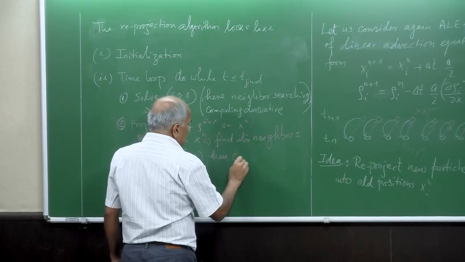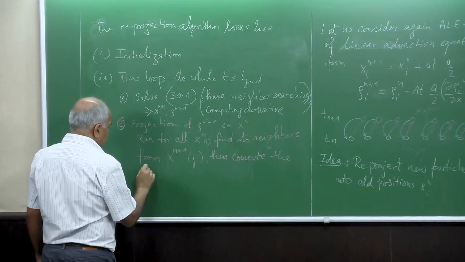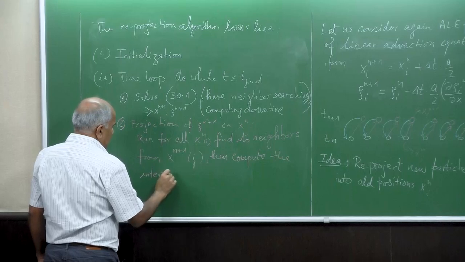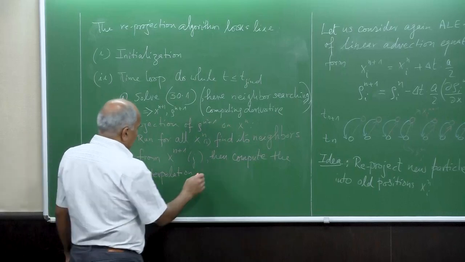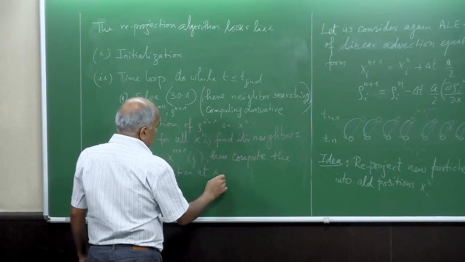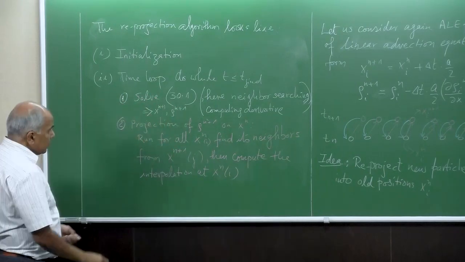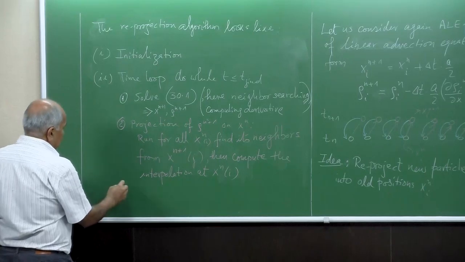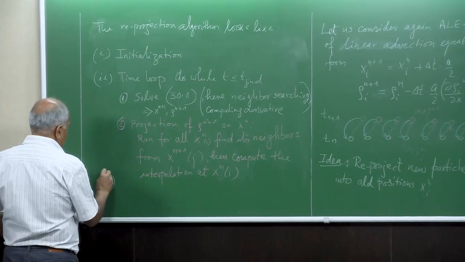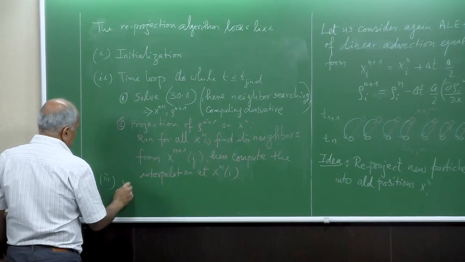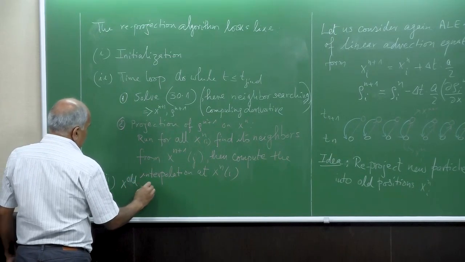then compute the interpolation at x I n or x n of I. Then once we have that, then we do that. So x old or x is x n.